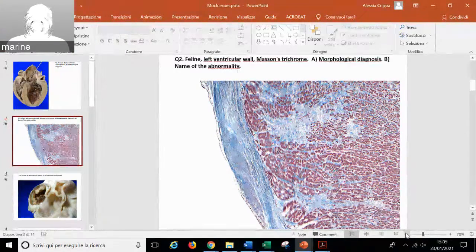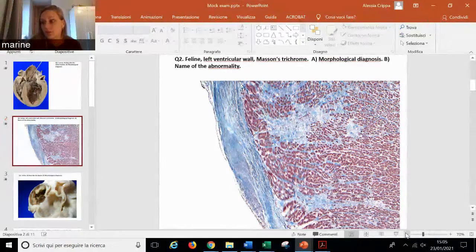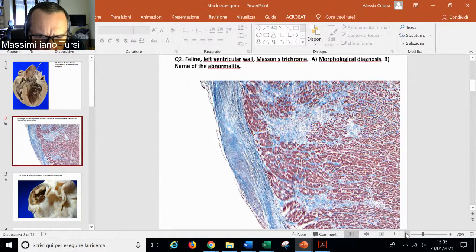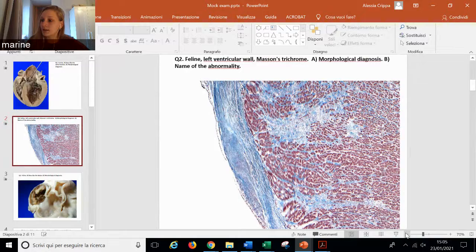For me, it was clear fibrosis of the endocardium and myocardium. Good. And so, what was the name of the abnormality for you? Endomyocardial fibrosis, and in terms of cardiomyopathy, restrictive cardiomyopathy. Yes. Perfect. Thank you.